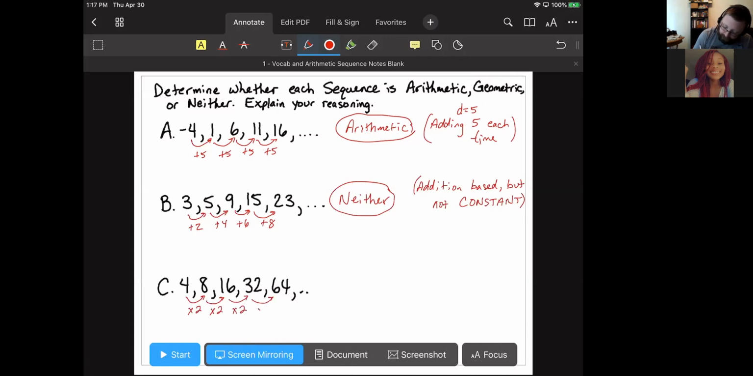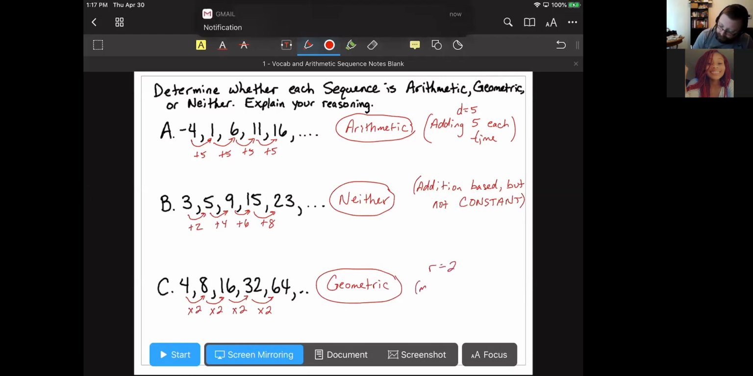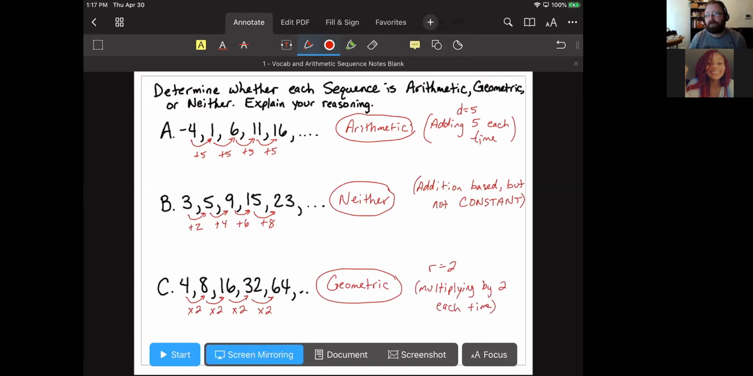Okay? The final example here on this page is a multiplication-based pattern. Every time we are multiplying by 2. This would be an example of a geometric sequence because r equals 2. We are multiplying by 2 every time. Okay? So that makes it a geometric pattern. Now there's also an addition pattern to that sequence. Plus 4, plus 8, plus 16, plus 32. Okay, but you need to see the multiplication pattern.